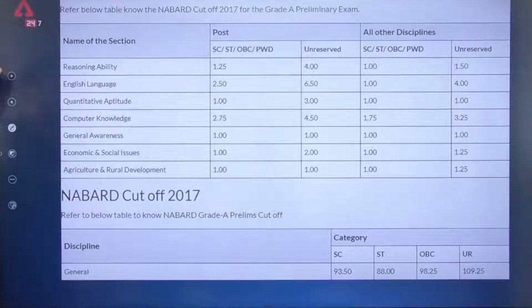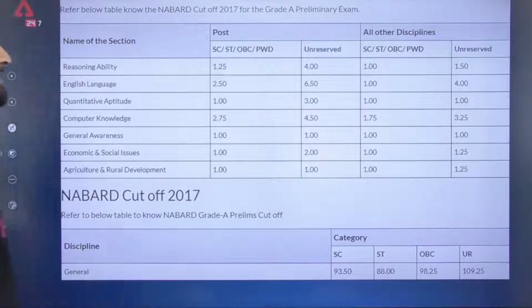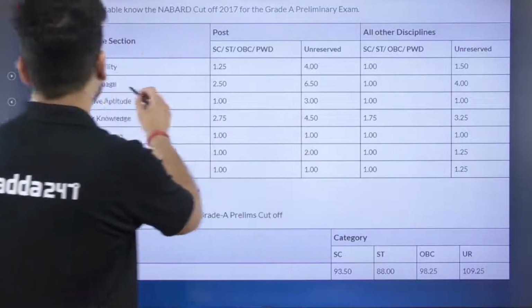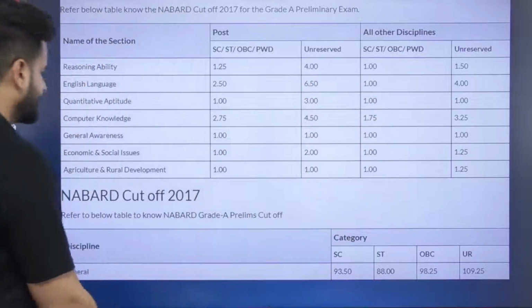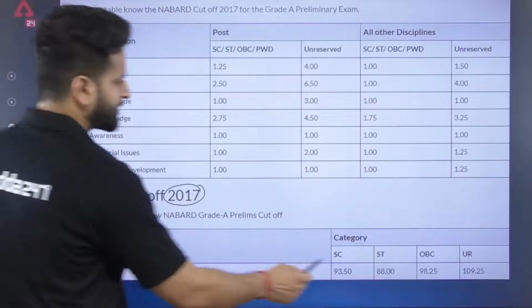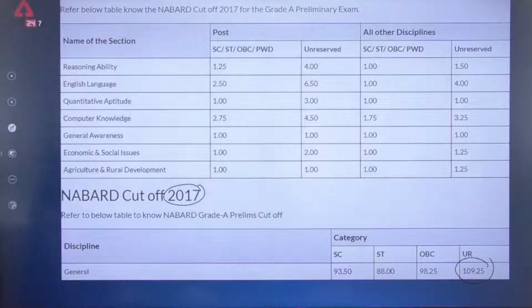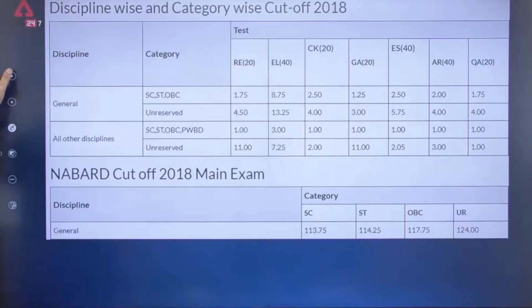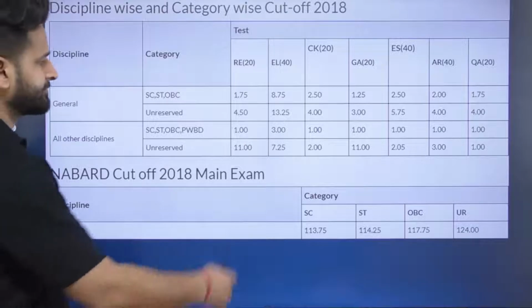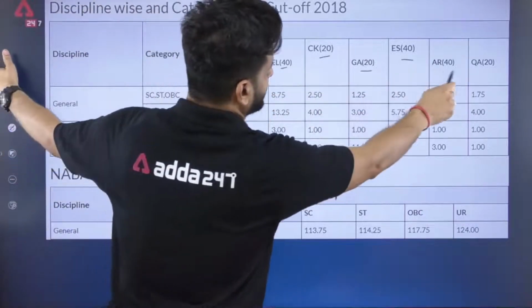After that, let's have a look at the cutoffs also. Talking of cutoffs, you can see the overall cutoff related to reasoning. You will see category wise cutoff, but we will just focus on 2017. For unreserved, it was 109.25 out of 200. These marks are out of 200. Next, 2018, you will see the marks distribution is given as 20, 40, 60, 20, 20, 40, 40, 20.